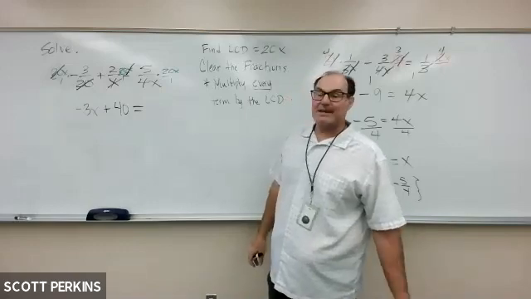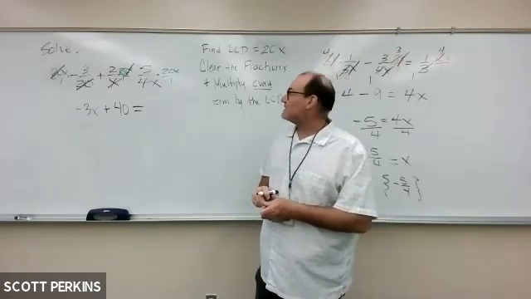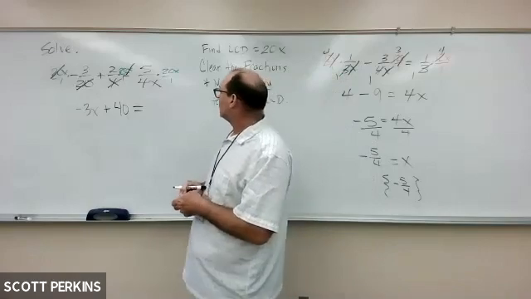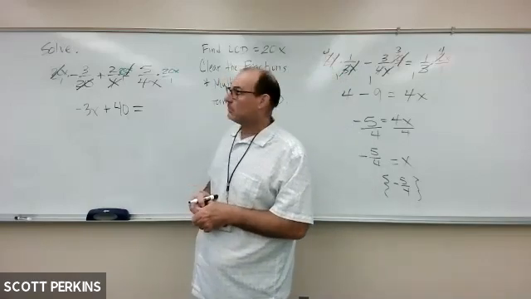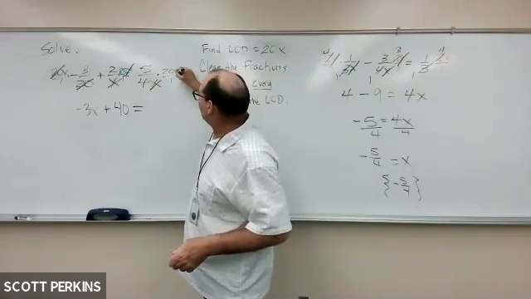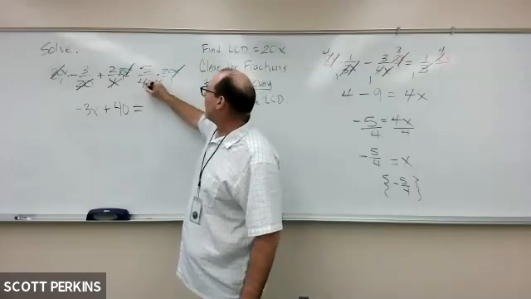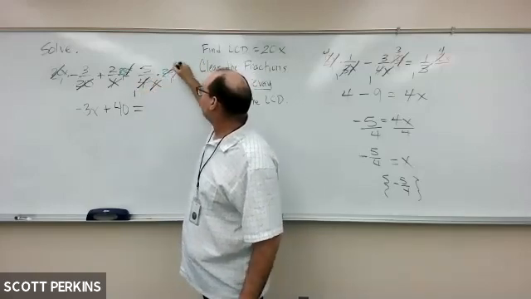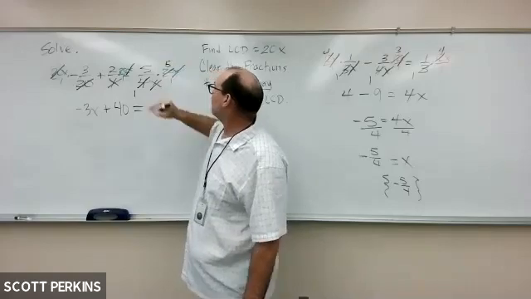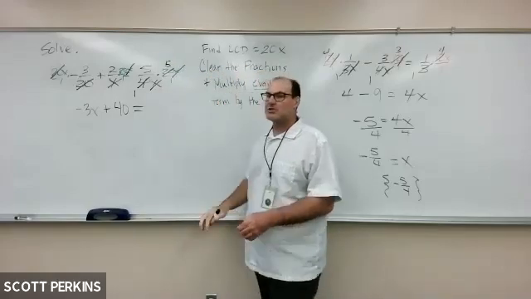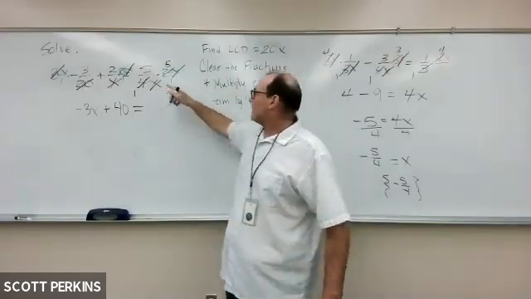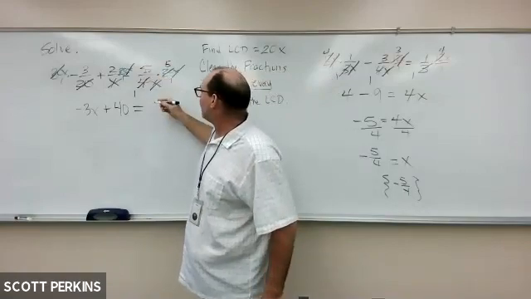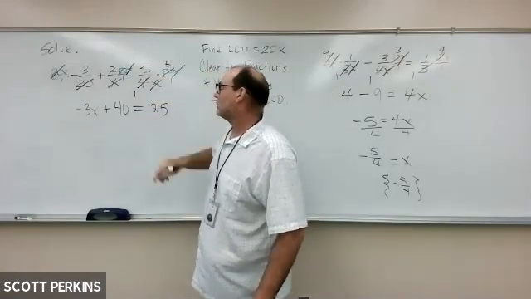5 over 4x times 20x. What cancels? The x's cancel, and then 4 goes into 20. How many times does 4 go into 20? 5 times, yes. Your calculator can tell you that. Don't be shy, use your calculator. And so then what's left is 5 times 5, that is 25.